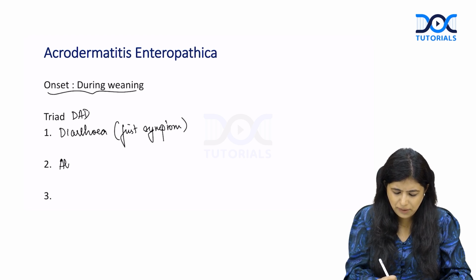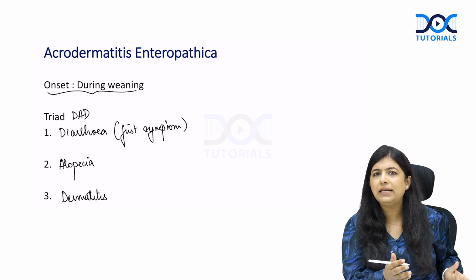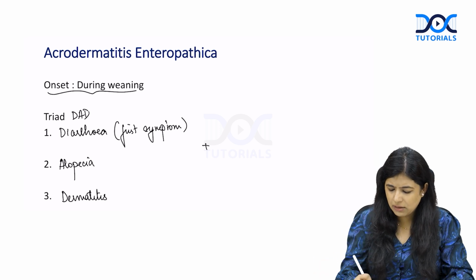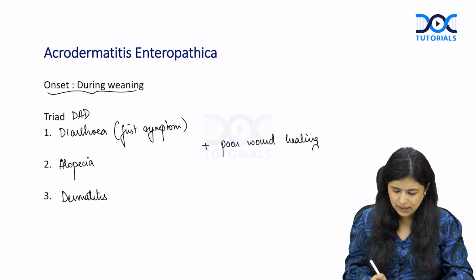Then alopecia, as well as dermatitis. So the typical triad here is DAD. Differentiate this from the DDD, which was seen in Pellagra. Along with this, there may also be history of poor wound healing in the patient.